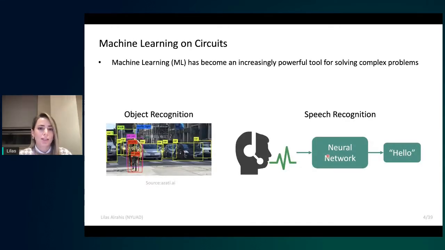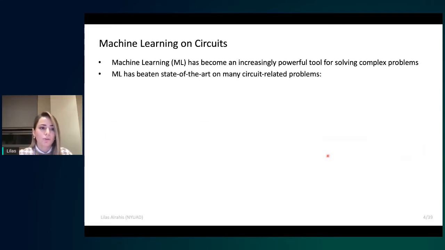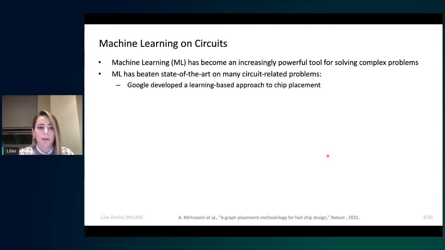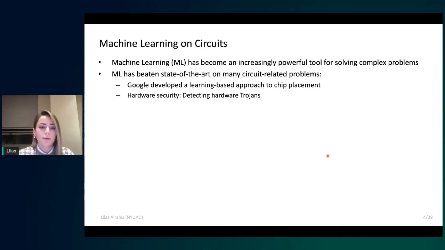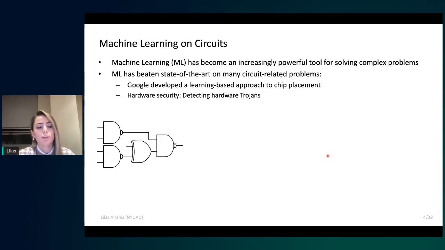So machine learning has become an increasingly powerful tool for solving complex problems, for example, object recognition and speech recognition, and to no surprise, machine learning has beaten the state of the art on many circuit-related problems. For example, Google developed a learning-based approach to chip placement in order to optimize for performance, area, and power. Also, machine learning can be used in hardware security, for example, to detect some hardware trojans, which are malicious modifications in the circuit.